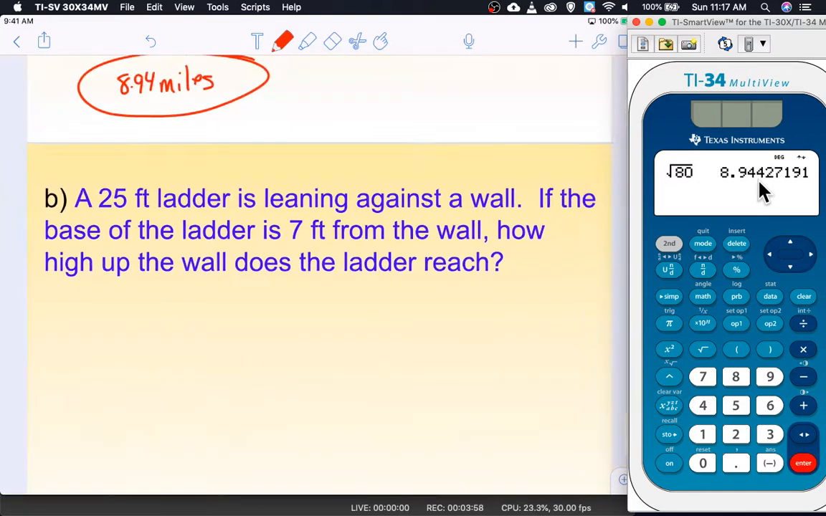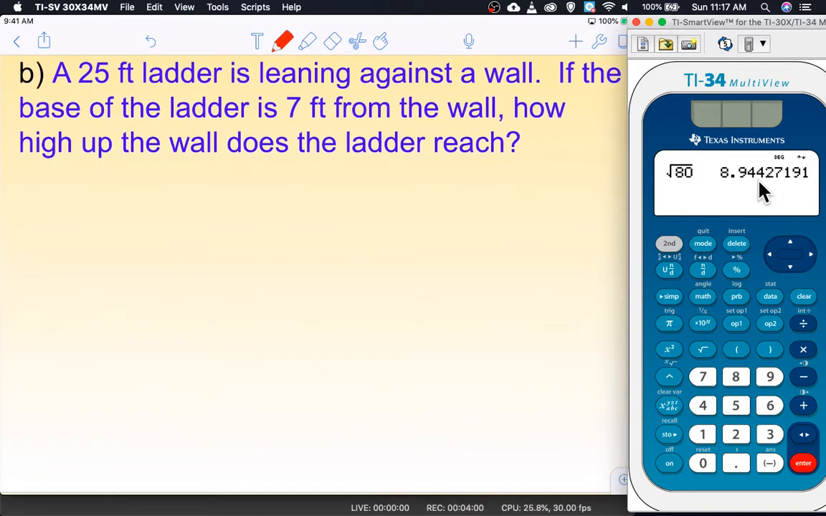Okay, letter B. This one's for you already. A 25-foot ladder is leaning against a wall. If the base of the ladder is 7 feet from the wall, how high up the wall does the ladder reach? What I want you to do is pause the video and draw the picture first. Then hit play, because I want to make sure you have every piece of the picture labeled properly, because if you don't, you're going to make a mistake, okay? So go ahead and draw the picture right now.